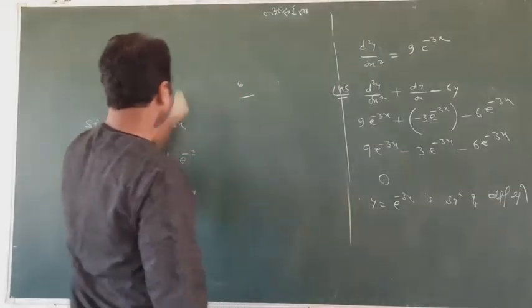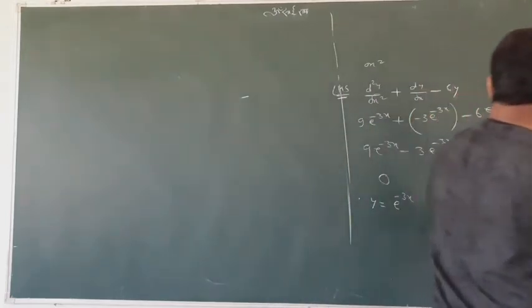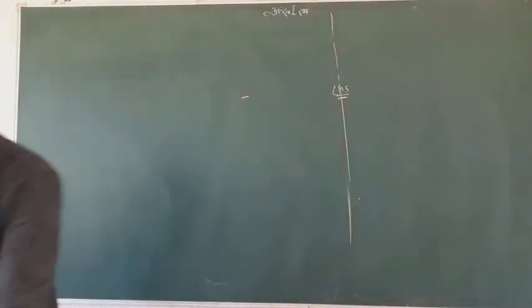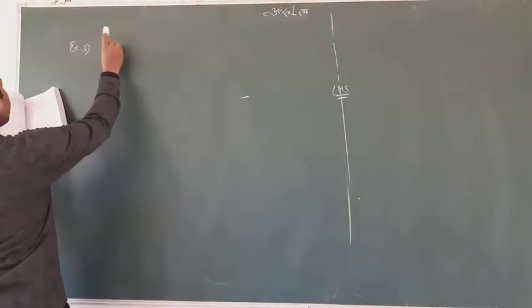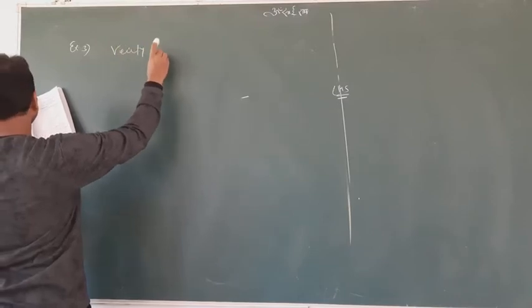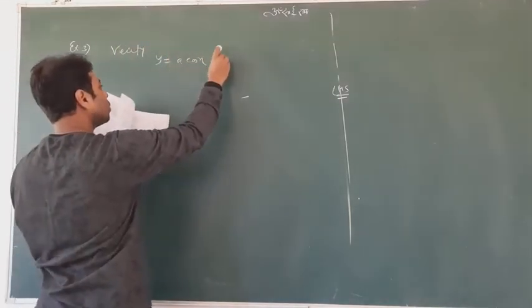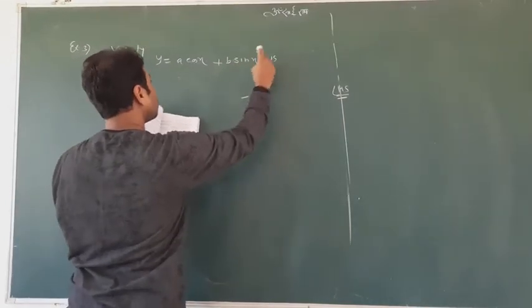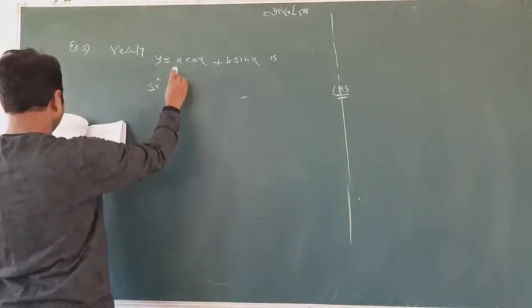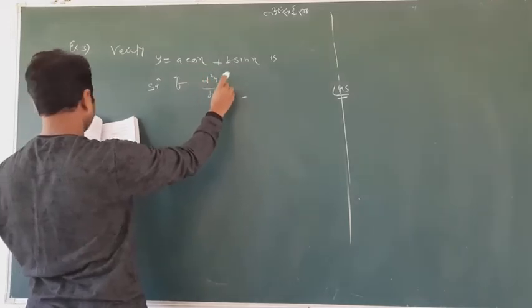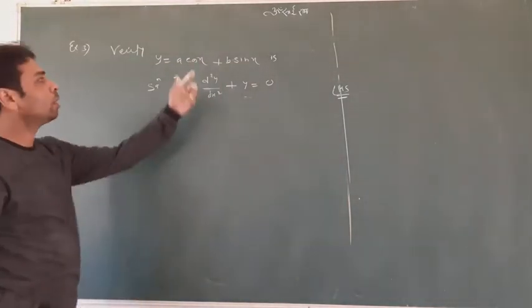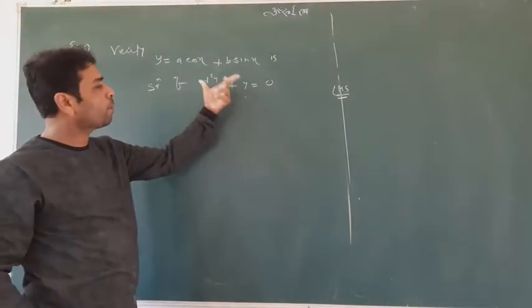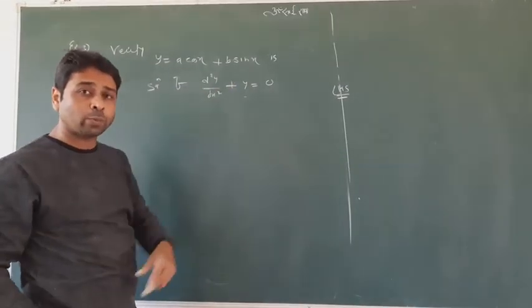Example number 3 from the book. Verify that y is equal to a cos x plus b sin x is a solution of this equation. So what is the way of solving? We have to show this is a solution of this equation. So we will take this one and we will try to find the whole answer at once.